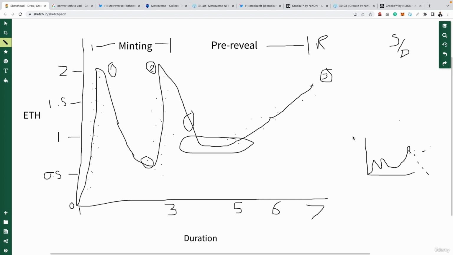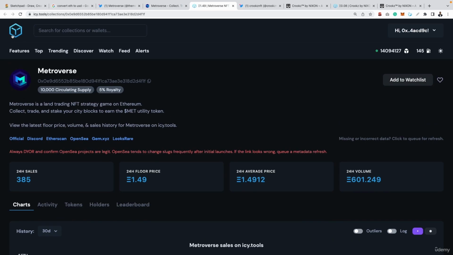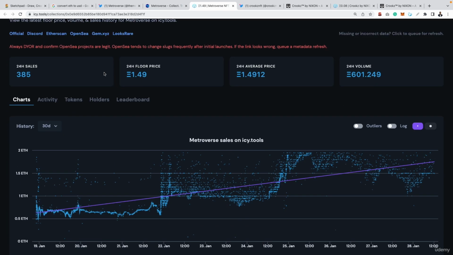So that brings us to the end of this video. What I'll be doing in the next video is giving you a run through of this tool, IC Tools, and showing you exactly how it works and why I recommend you should actually consider getting access to it if you are serious about trading NFTs.